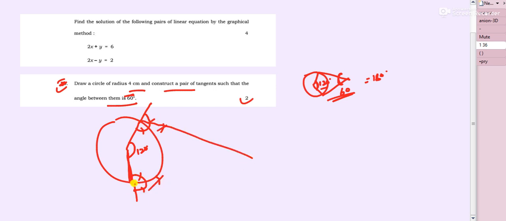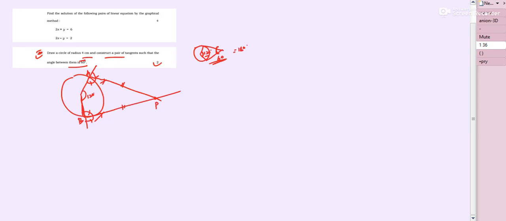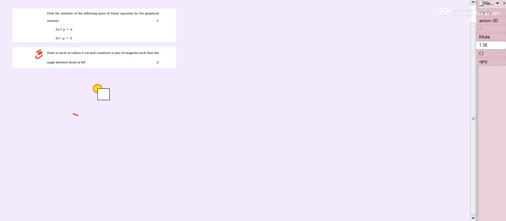Join this, extend this, you'll get somewhere over here, that will give you the tangent. That's all. So these two are the tangents. You'll get 3 marks, and this is for 2 marks easily. In the other question which I solved in the 2 mark section, that was actually for 3.